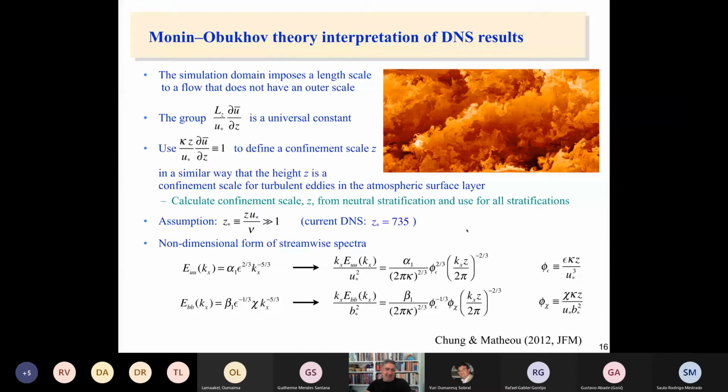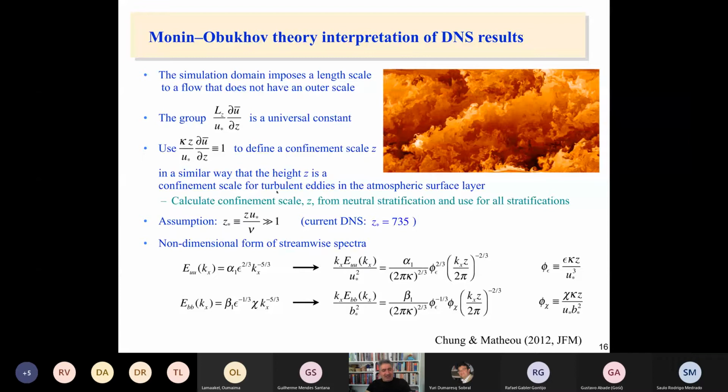There is actually a theory that has been developed a while ago from Monin and Obukhov, and this theory is usually used when you're close to a surface. But it turns out that we can maybe adjust this theory a little bit to scale our DNS results. Similar to what is happening in the surface layer, we can say that this group here, a length scale, the turbulent shear stress, and the mean gradient of the velocity is a universal constant. Then you can define a length scale from this constant by setting this to 1. This k here is one of the constants that come out of these calculations. It's like a von Karman constant in our case, a generalized von Karman constant.